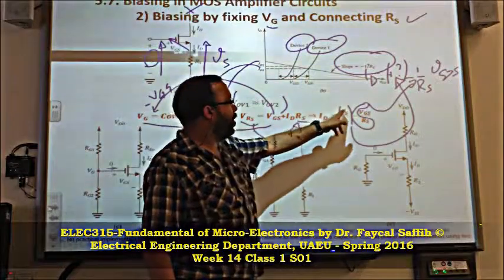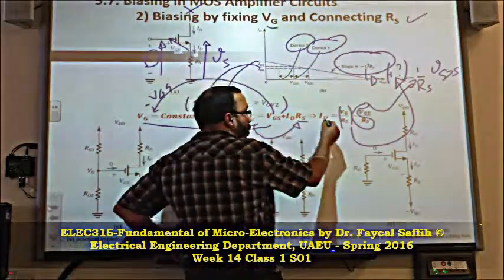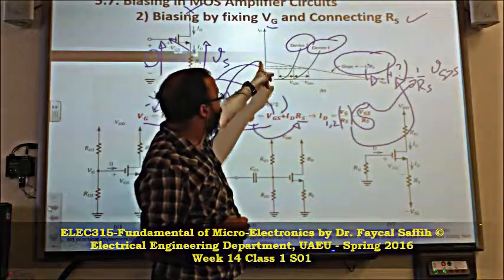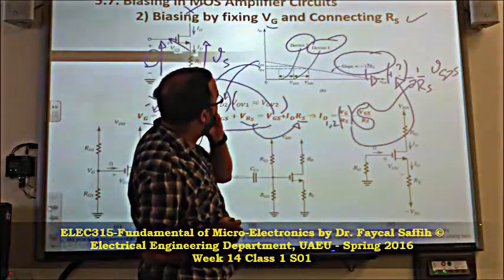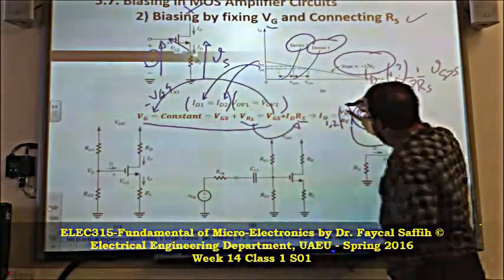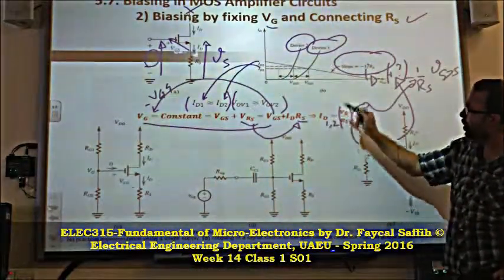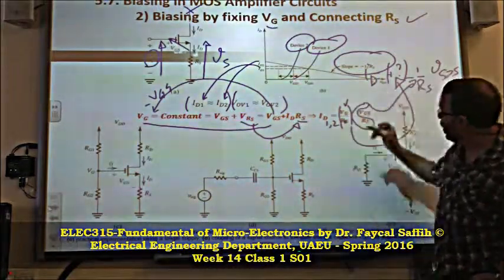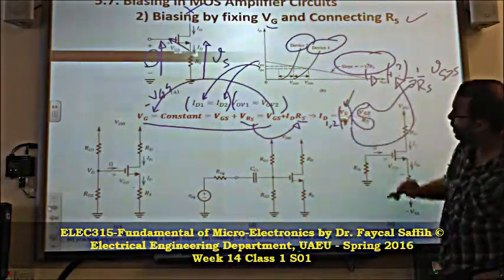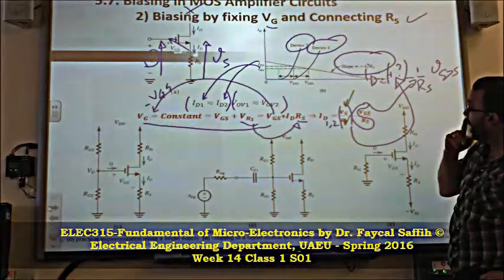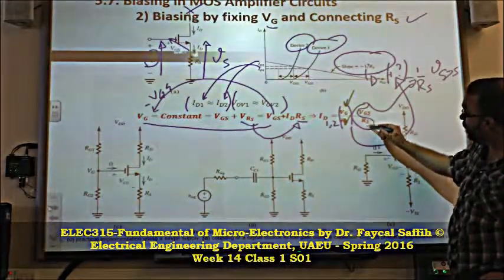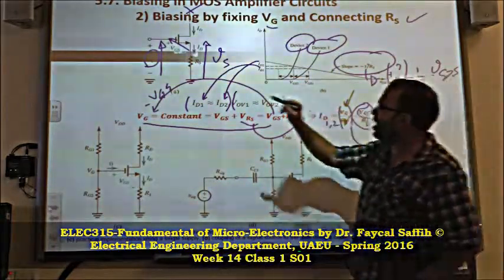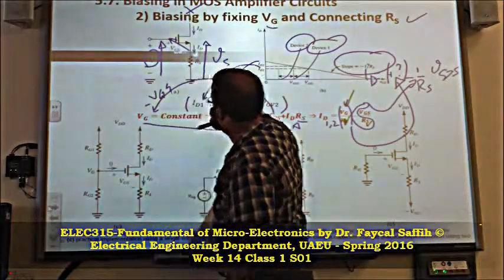Here, VG is constant for both. So here we can put ID1 or ID2, dependent on what? Let's see. VG is independent of the devices. So VG and RS are independent. Let's write them in green. These are okay, they don't change. RS also is independent. But VGS, which one? VGS is this voltage.